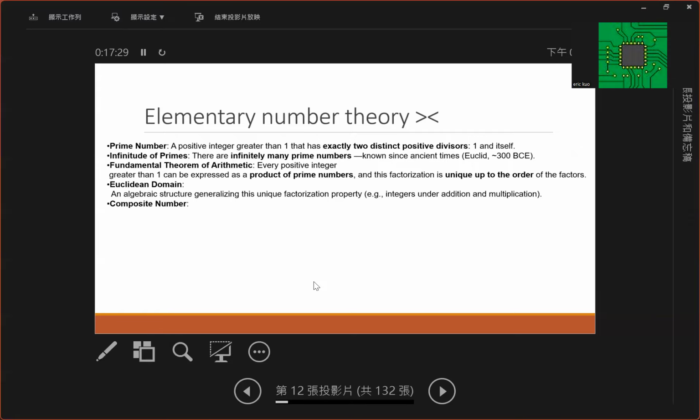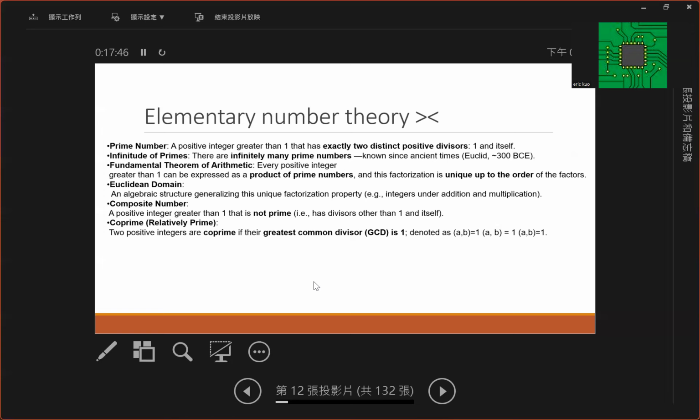This is fine. And a number which is not prime and not 1 is called a composite number, which is a positive integer greater than 1 that is not prime. There's also an idea called relatively prime, meaning that two positive integers are relatively prime if their greatest common divisor is 1. For example, 3 and 5 are relatively prime, and 6 and 12 are not. These are simple. And greatest common divisor, I don't need to define.